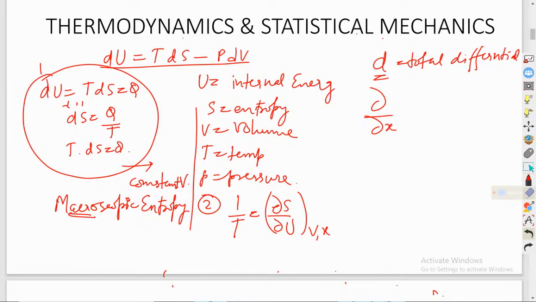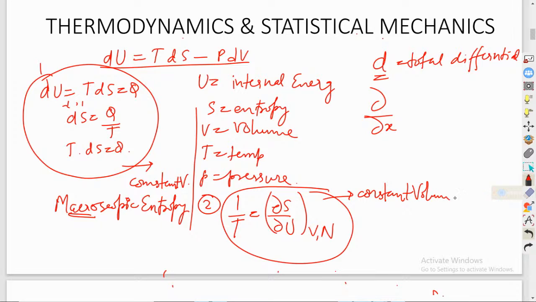Sometimes I am using new terminology here. So I am using N. Here the N is there. So this is also for constant volume. Under constant volume, you will get this equation. Okay. So it is a definition of a temperature.